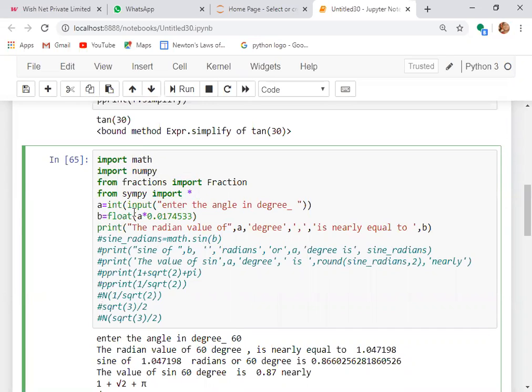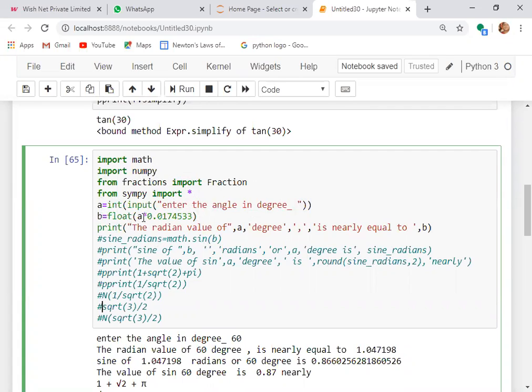So now A is a variable which stores the user input of any angle's value in degree. That's why we write int, which means it will convert the value into an integer. Input is: enter the angle in degree. You have to enter the angle in degree. Then B will be float, which converts that angle into a float value because it contains some decimal number.